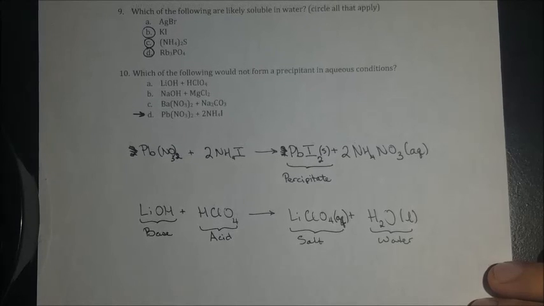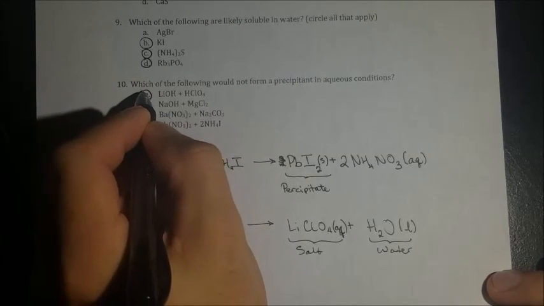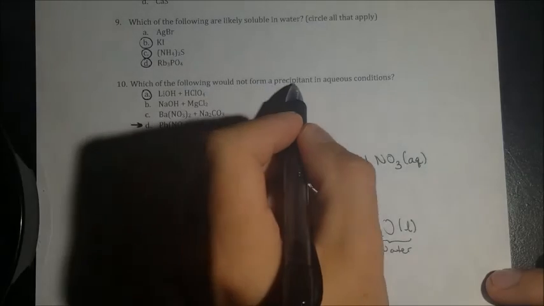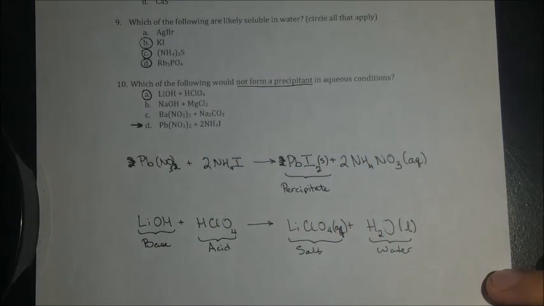So therefore, number 10's answer would be A, because this is an example of a reaction where no solids form in the product, so we do not form a precipitate. And these are all aqueous, so therefore the answer for number 10 is A. And that was worksheet number 8.